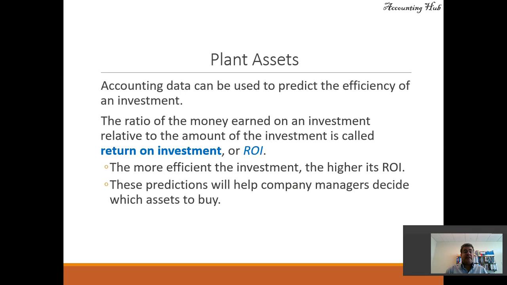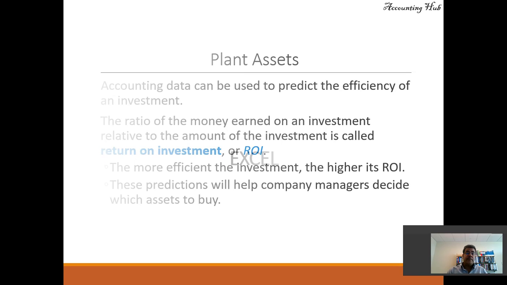What are plant assets? Accounting data can be used to predict the efficiency of an investment. The rate of the money earned on an investment relative to the amount of the investment is called return on investment, or ROI. The more efficient the investment, the higher its ROI. And these predictions will help company managers decide which asset to buy.